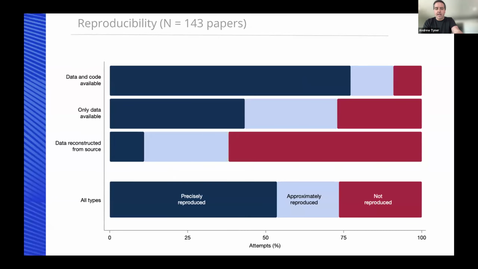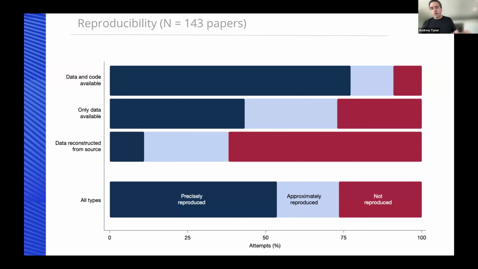Okay, so what did we actually find? What you're seeing here is a summary of the results in the three categories I mentioned, right? Precise, approximate, and not reproduced, across the levels of material availability. So did the analysts work with the author's prepared data and code, only the author's prepared data, or neither of these? And was this reconstructed from the secondary source data?